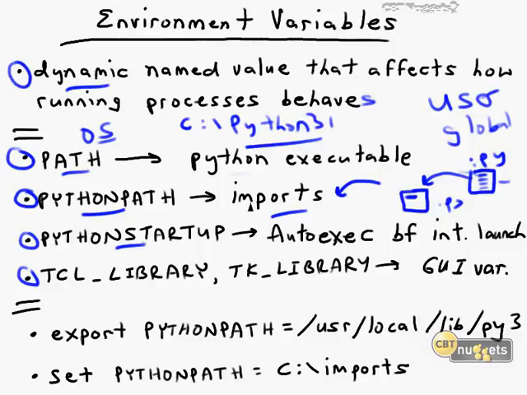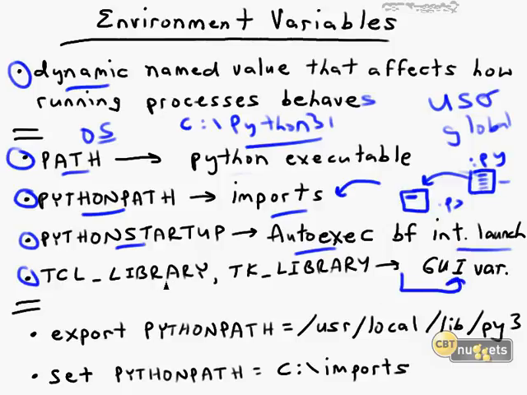PYTHONSTARTUP, in my experience, isn't used all that much. This is used to set up an initial working environment on your machine. You can consider PYTHONSTARTUP to be kind of an autoexec.bat file if you're familiar with that in Windows. This is going to be a sequence of one or more Python statements that you want to execute prior to the launch, or as the interpreter is launching. Finally, we have TCL_LIBRARY and TK_LIBRARY. These are Python variables that point to the tkinter GUI libraries.